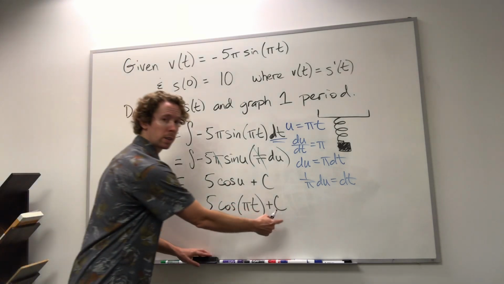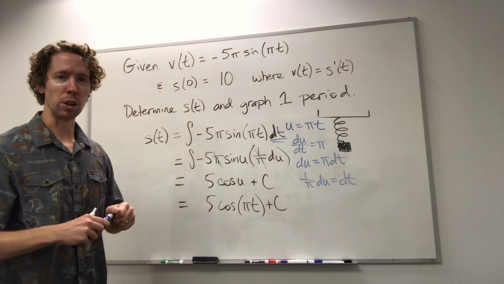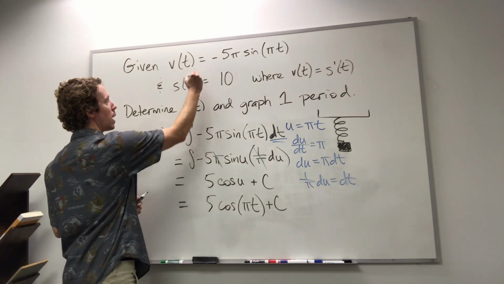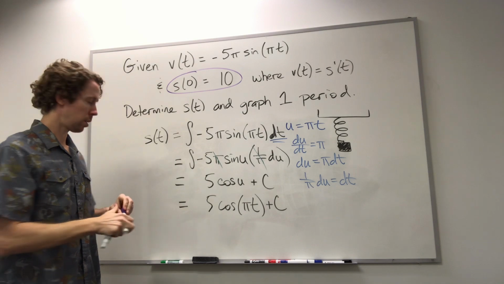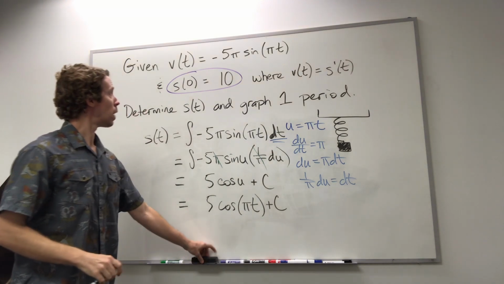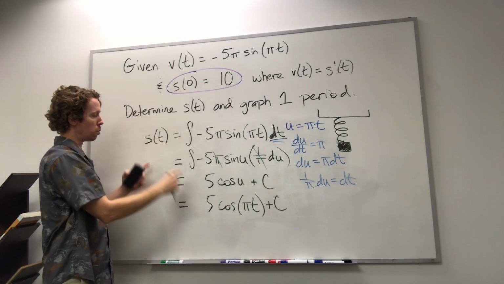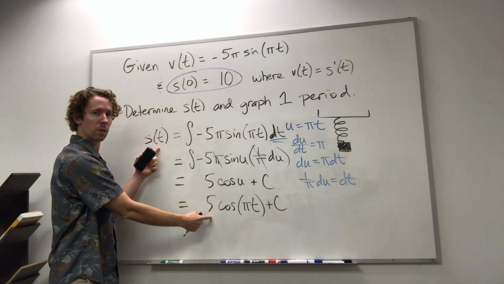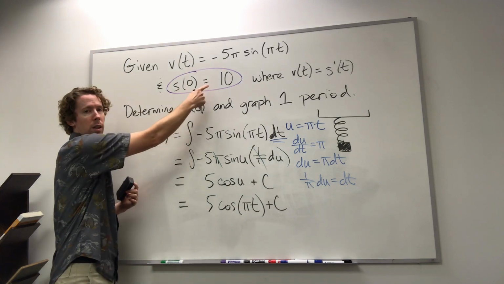So to figure out what this is, I'm going to use the only other piece of information I have that I haven't used. And that is the fact that the initial position is 10. So if I plug in t equals 0 into both sides of this equation, then this s of 0 has to be 10.